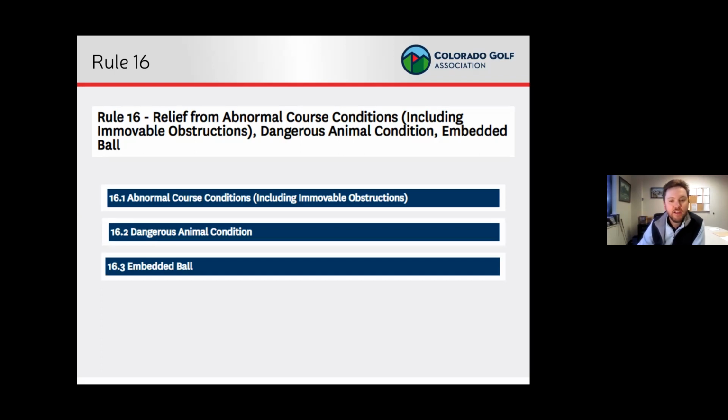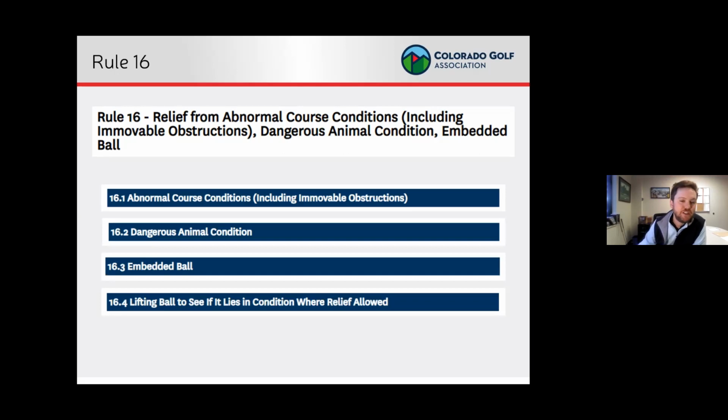You know, we had a lot of questions about this with Patrick Reed a month or 2 ago when his ball embedded at Torrey Pines, and this one came to the spotlight as it usually does when it happens on a tour. And we have 16.4, which is lifting the ball to see if it lies in a condition where relief is allowed. So while we have 4 sections to this rule, probably 75% or more of the time is going to be spent on 16.1, the abnormal course conditions, including the immovable obstructions. We'll get well into what that means and break that down. But most of it's going to be spent right there in that 16.1 part.